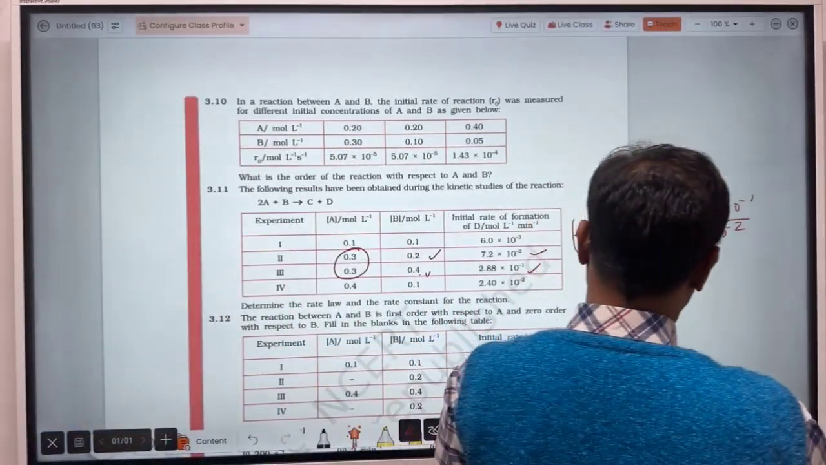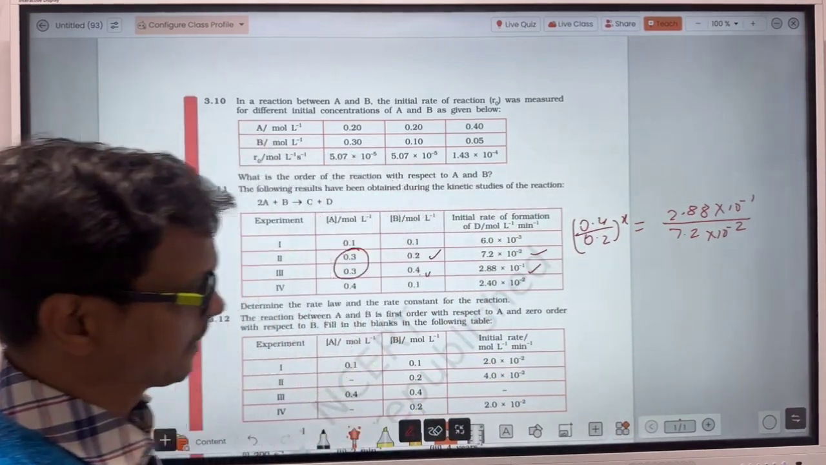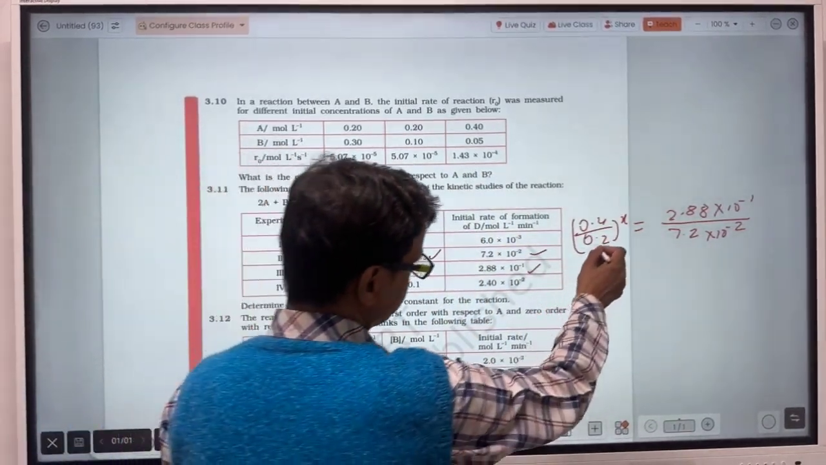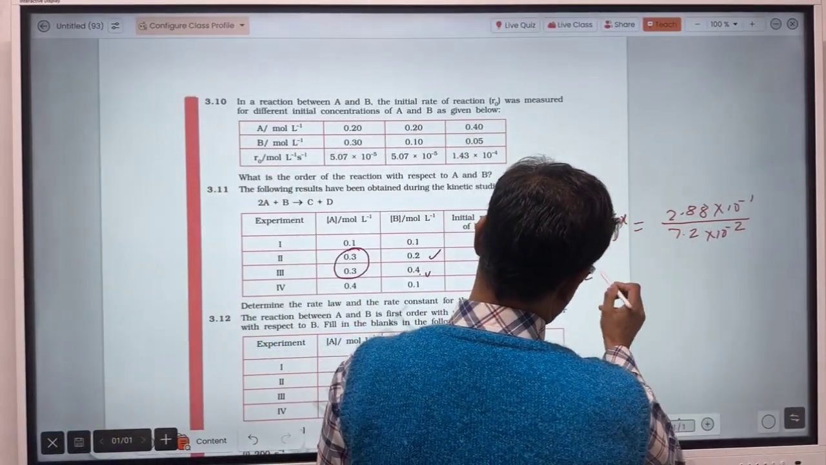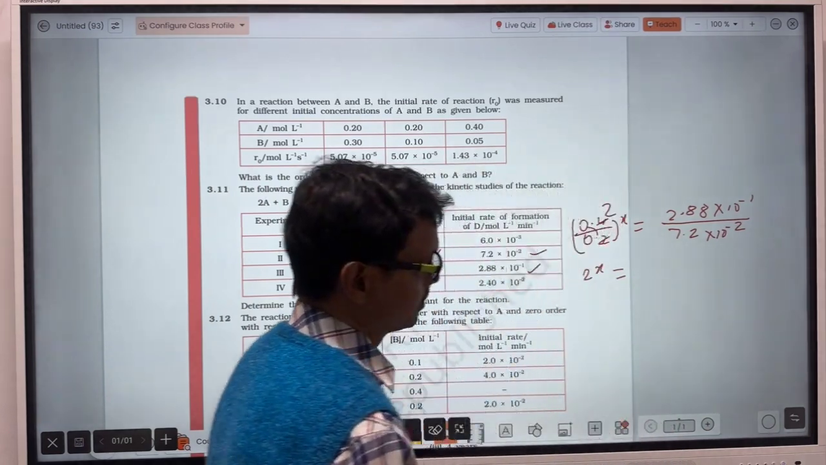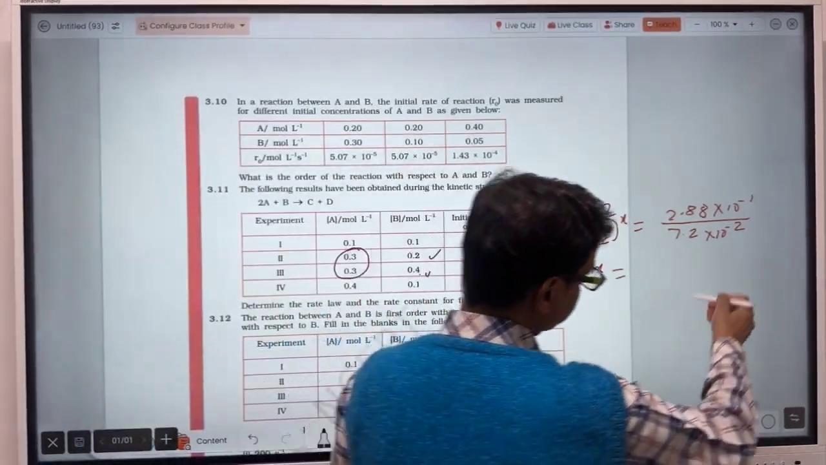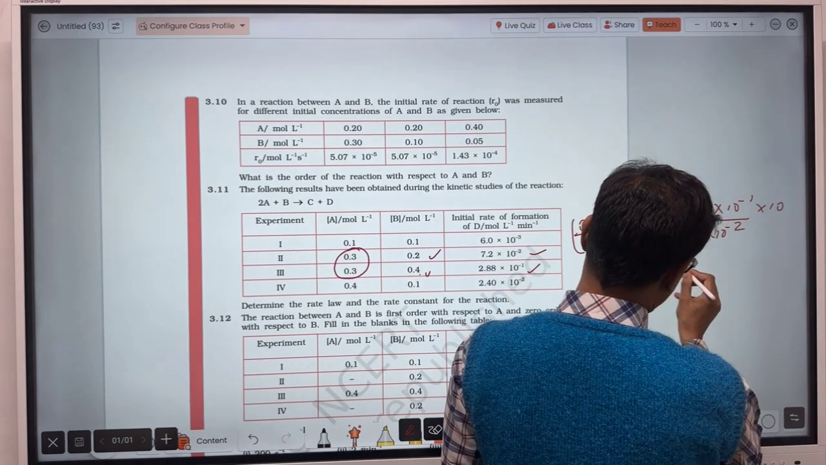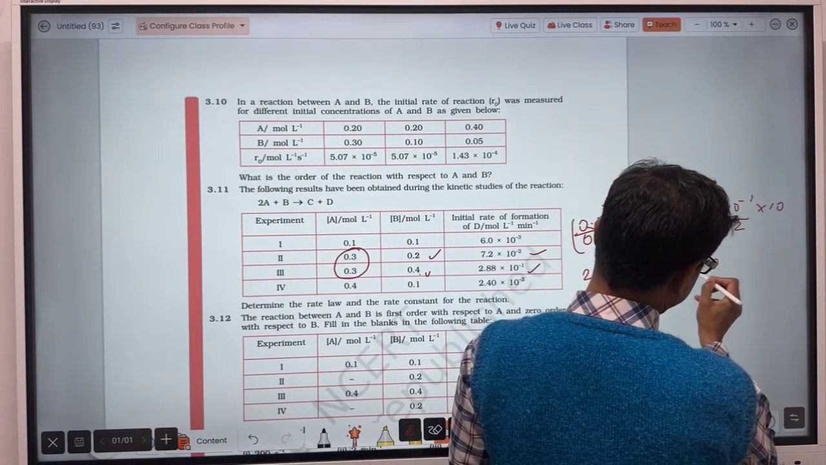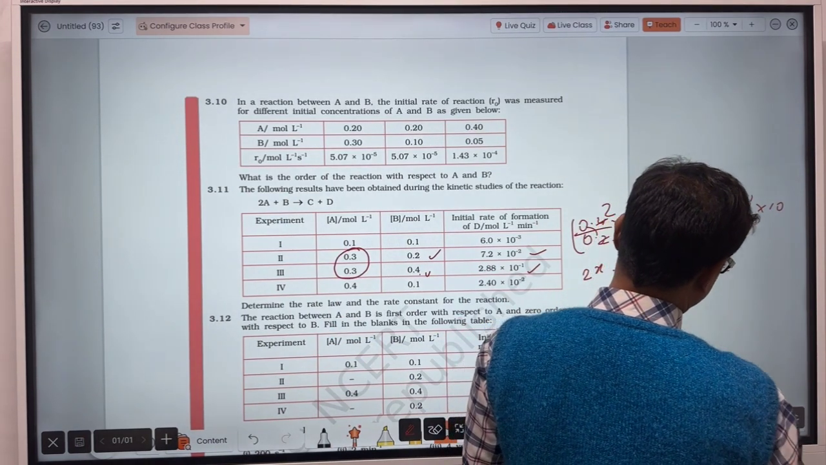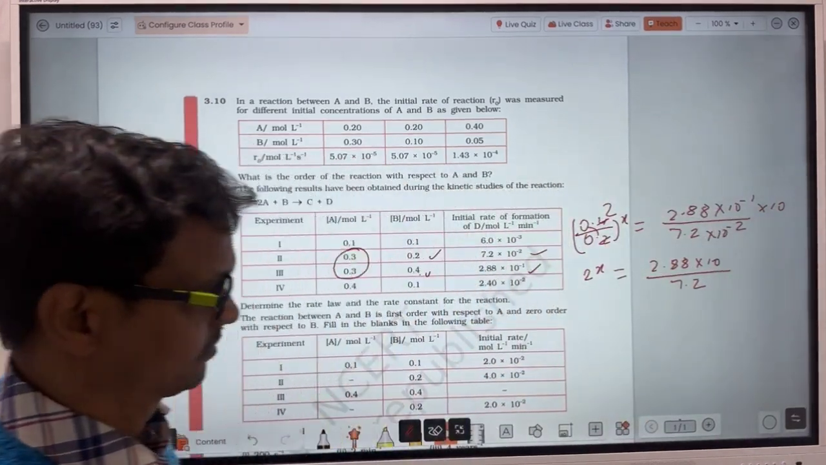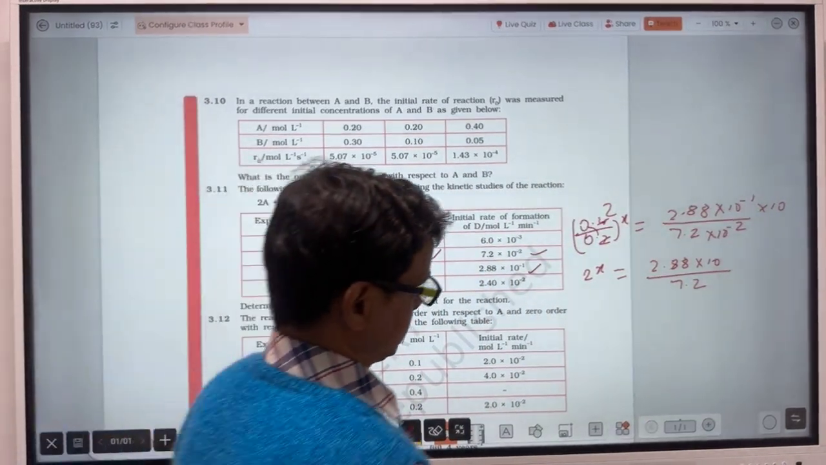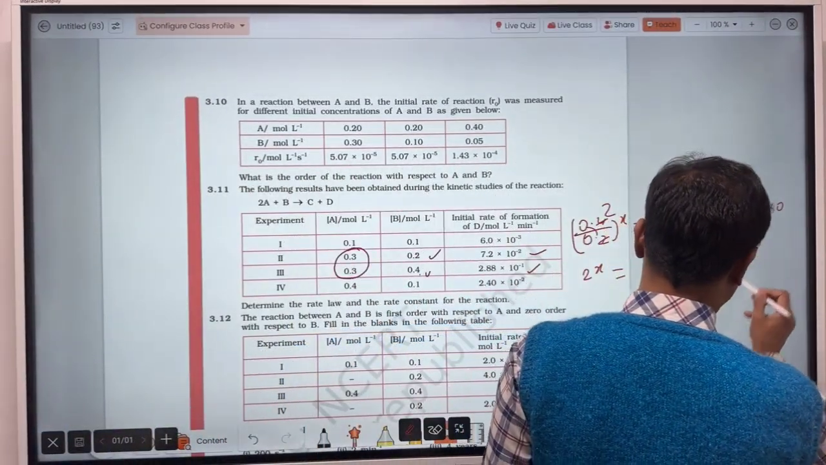So that becomes 0.4 divided by 0.2, that is 2 to the power x, equal to this, and 10 power minus 2 will go in the numerator, so that becomes 10. So 2.88 into 10 upon 7.2. Calculate that, and it becomes 4.